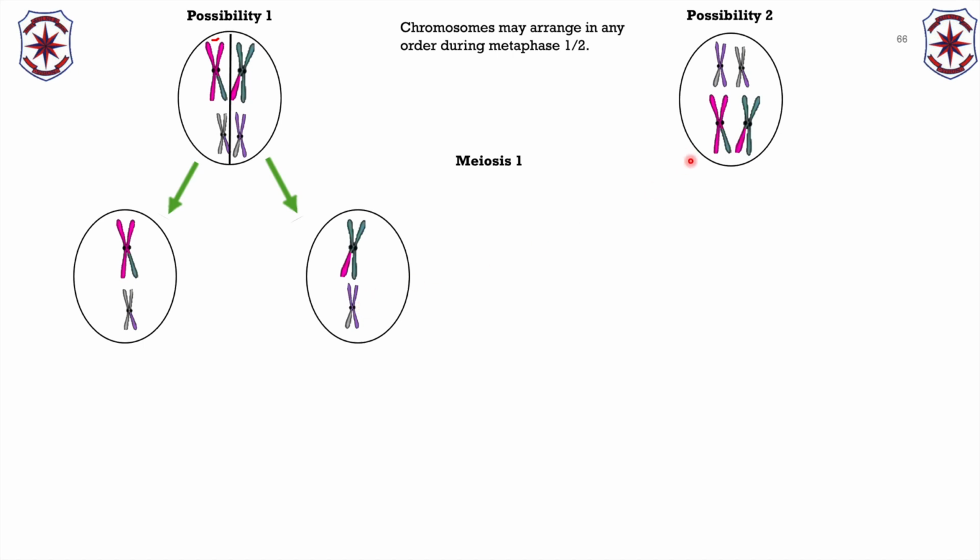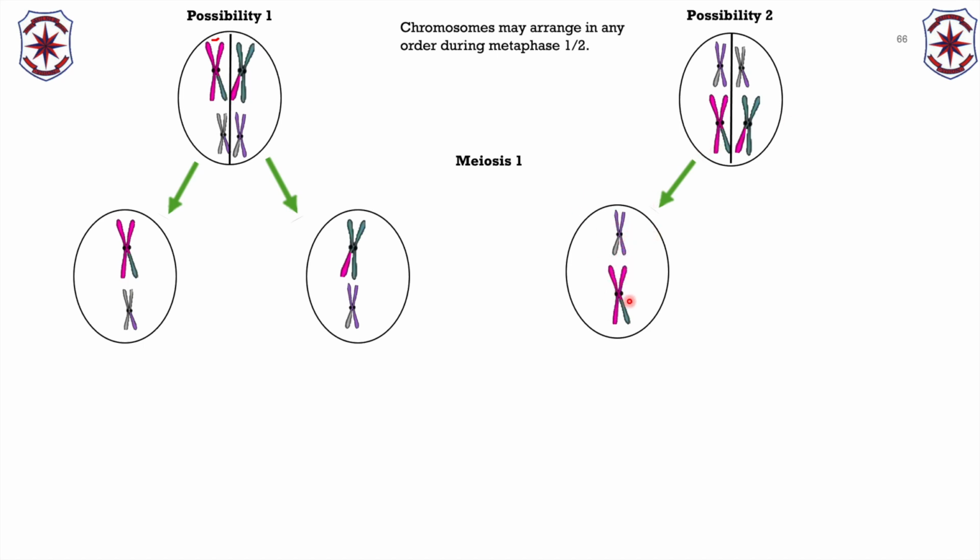Okay, now let's look at this cell. On this cell over here, because they align themselves at the equator of the cell in a different combination, we expect that the daughter cells will contain a different combination of genes as compared to the daughter cells of this cell over there. So when the cell divides like that, that daughter cell will have that combination of genes.